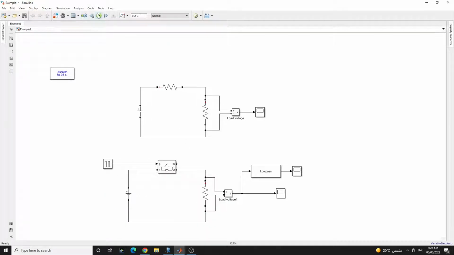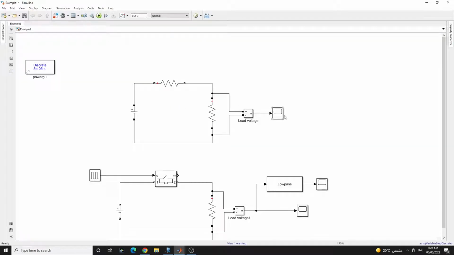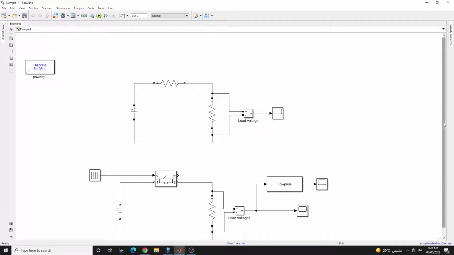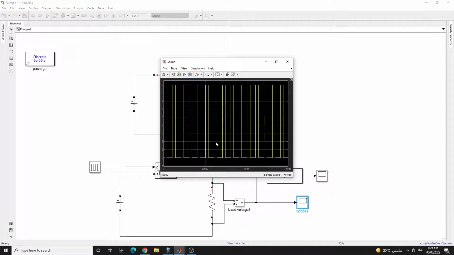Okay, I'm going to run this simulation. Obviously, this is just a simple KVL, the one on top. You don't really need Simulink to imagine the output is going to be 3 volts, as you can see here. And in this case, we're going to get this nice voltage waveform I've shown you before.